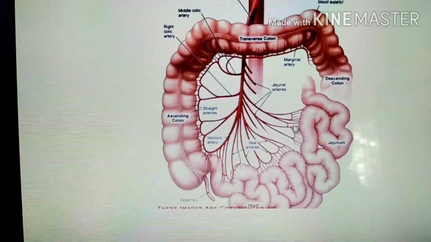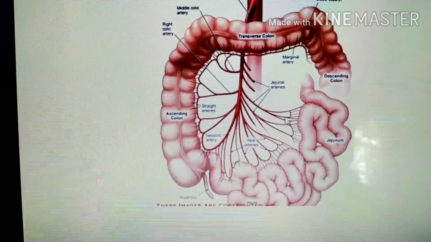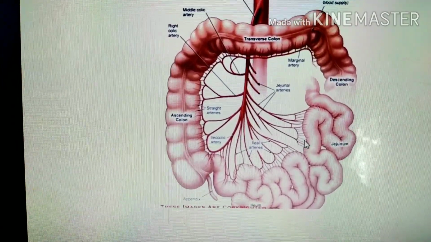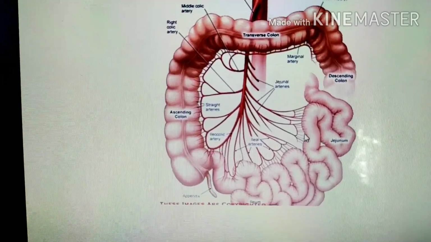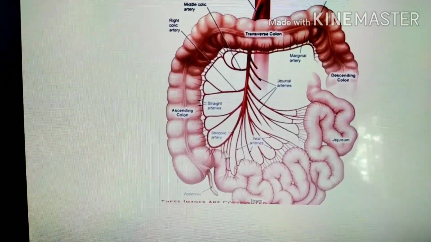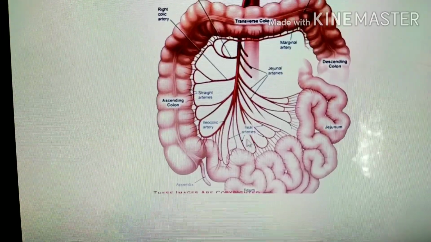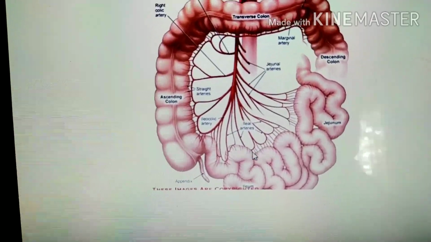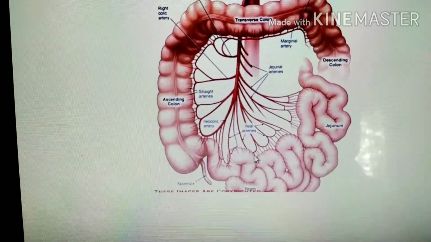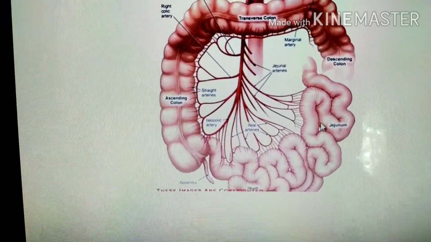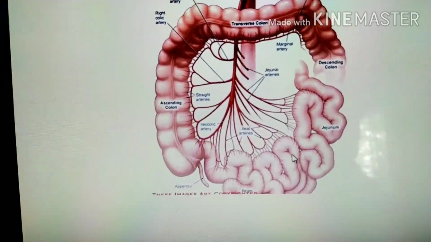Now in the case of the jejunum, one or two arterial arcades are present, and the vasa recta are longer in length and fewer in number. While in the case of the ileum, the arterial arcades are three to six in number, and the vasa recta are shorter in length and more in number. These branches supply the small intestine in an alternate manner.